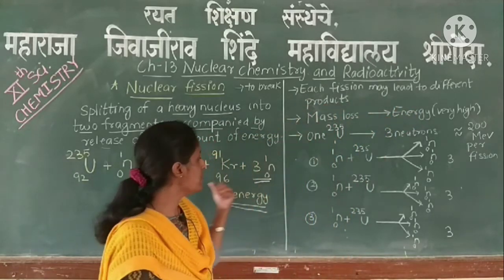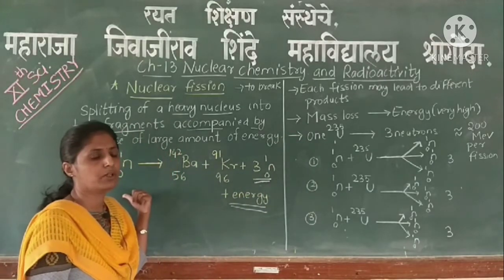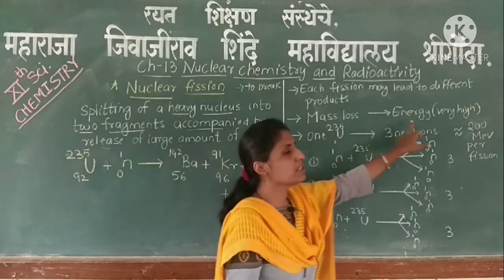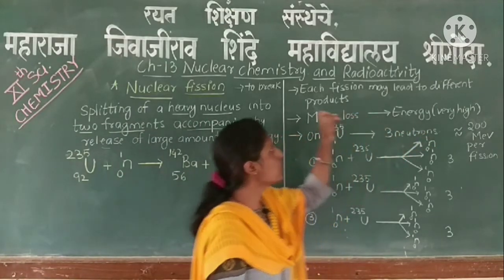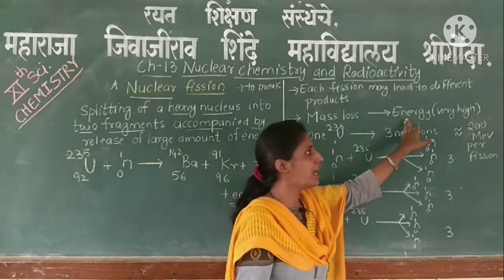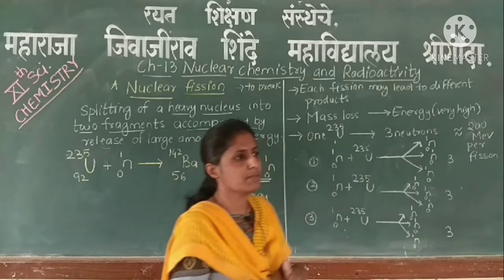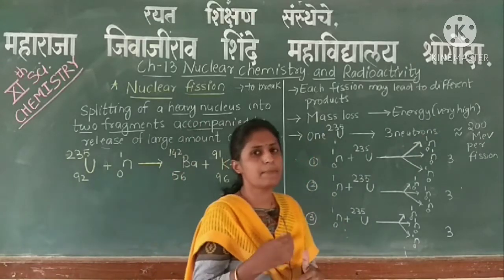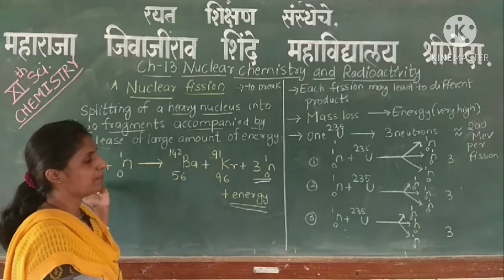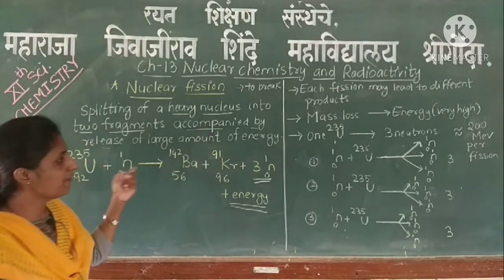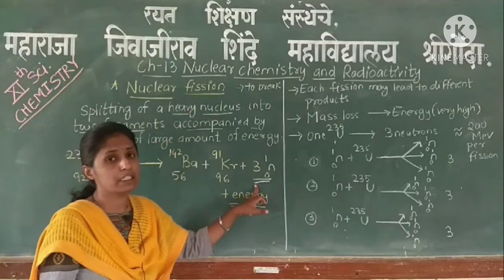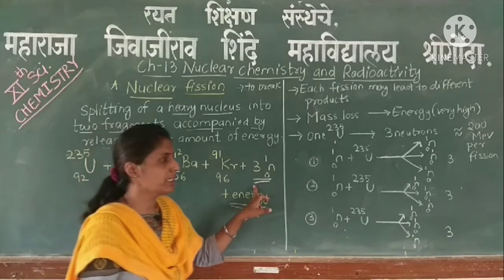Now we have seen that mass is lost. Whenever you are breaking something, you are losing some mass, and that mass loss is converted into energy. So the nuclear fission process is accompanied by a large amount of energy. Very high amount of energy is being released because you are losing some mass in this. Now we have again seen that in this example, one uranium nucleus, when it is undergoing fission, is giving out 3 neutron particles.